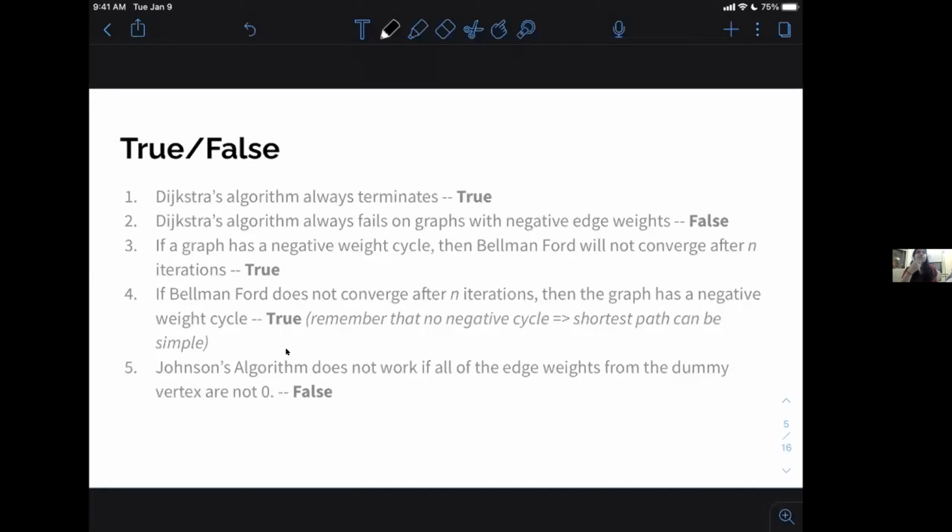Actually, I think it can't be negative. Yeah, I think if it's negative, you could end up making a path that isn't the shortest path shorter. I'll double check that. Anyway, Steven says it can. Okay, I'll come back to Fiona's question.